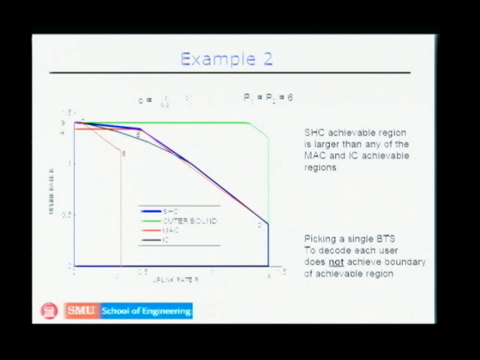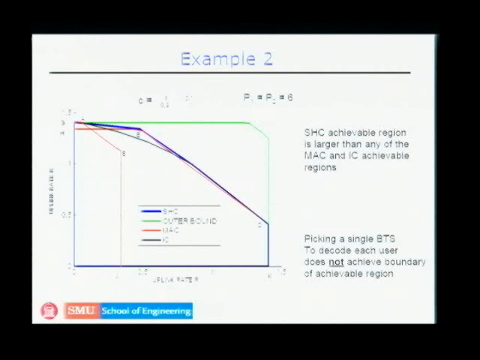But the R1 plus R2 max might lie on this black curve, which basically means the peak sum rate is maximized by treating it as an interference channel, picking a single base station to decode each. Okay, so I'm not saying for the peak sum rate you would need to decode at both, but it depends on where in the curve you want to operate.